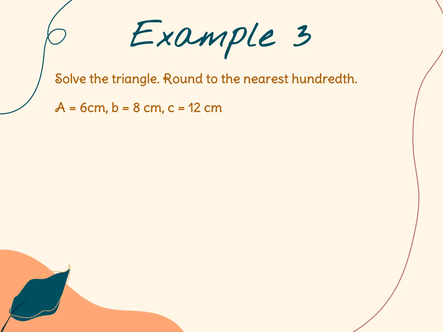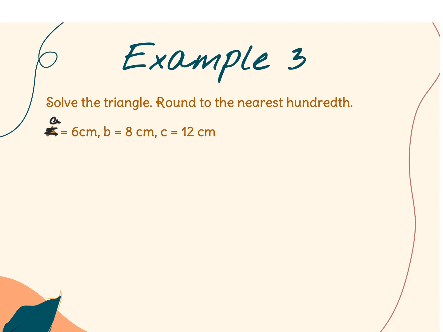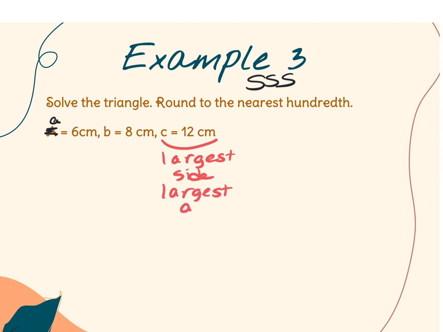Now, this is a typo on example 3. This should be a lowercase letter a, because notice the units, it's centimeters. So this tells me that these are the 3 sides, because they're all linear units. So this is the side scenario. Remember, when it's side, we have to solve for the biggest angle first. My biggest side is the largest or longest side, so the largest angle is going to be angle C, and that's what we're going to find first.